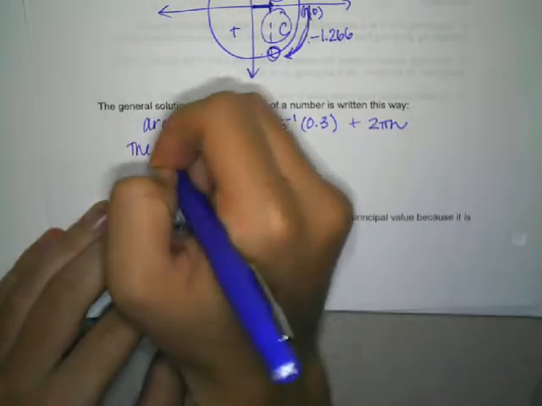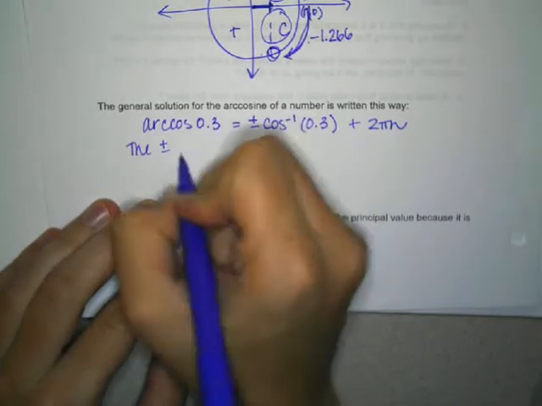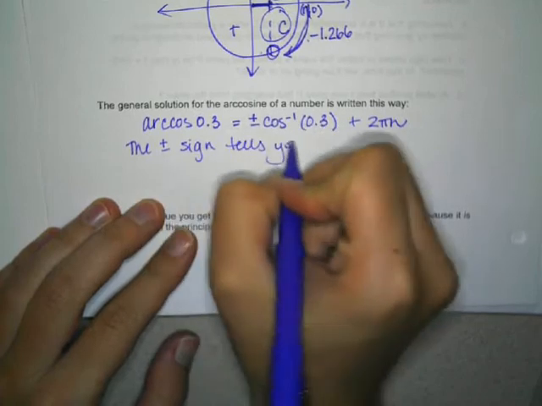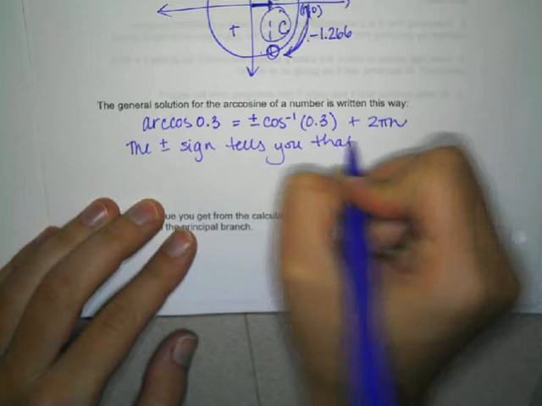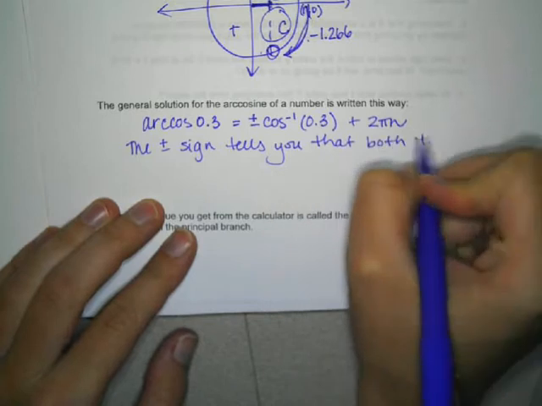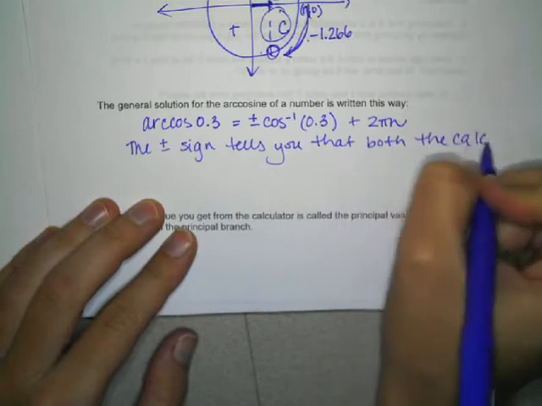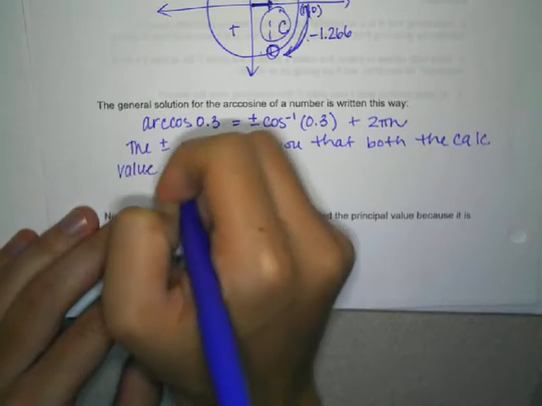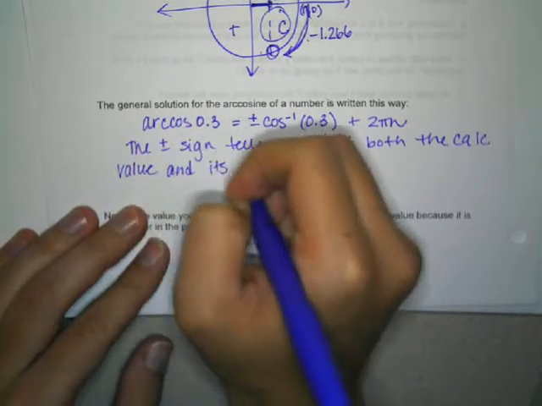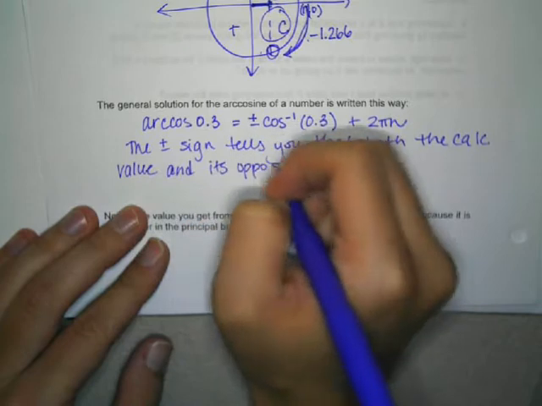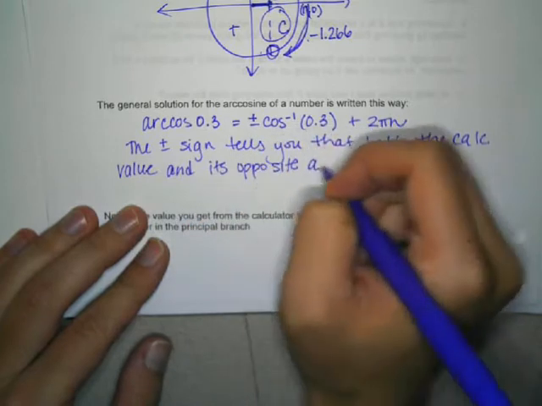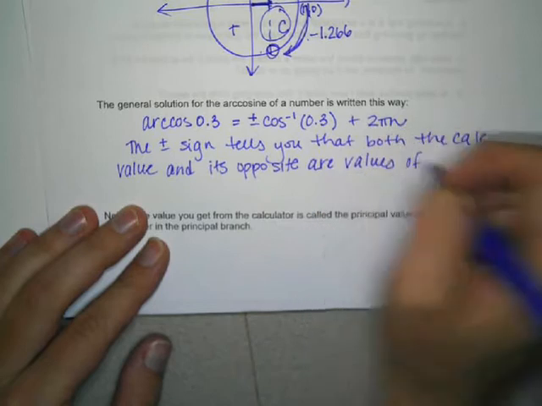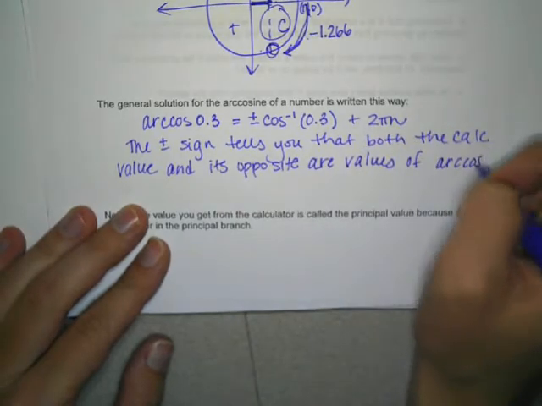The plus minus sign tells you that both the calculator value and its opposite arc are values of arc cosine of 0.3.